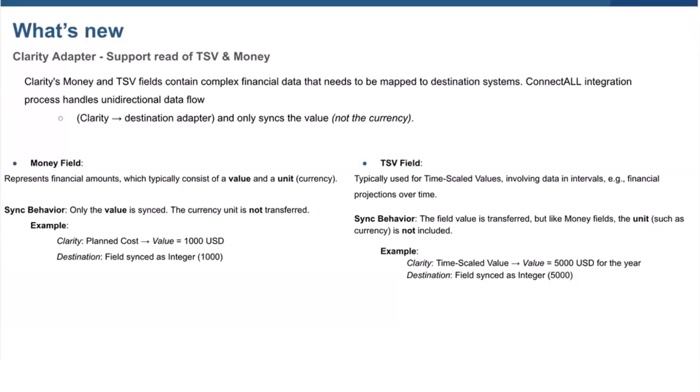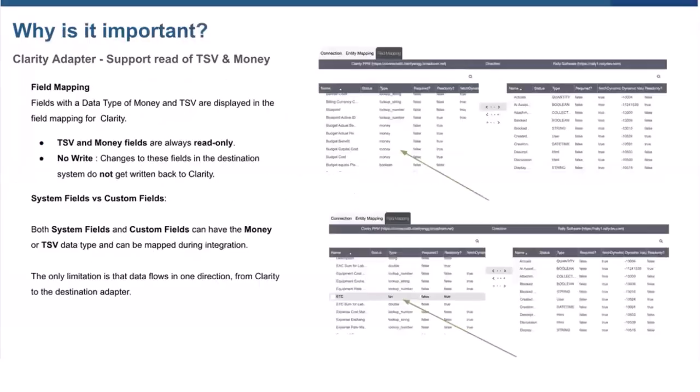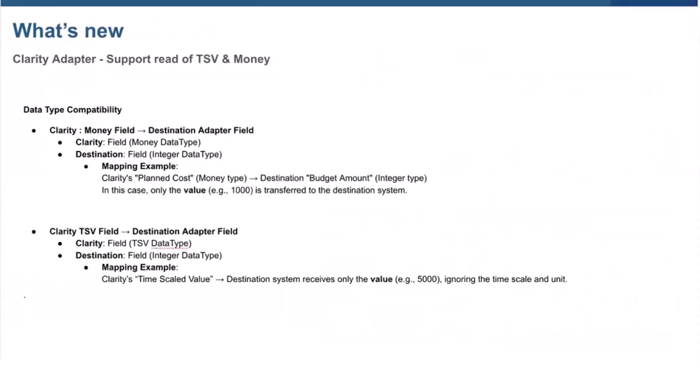So if you have a planned cost, you can synchronize it with an integer field in your destination system. For example, if you want to add a budget field in Jira, it'll just carry the number. That's the difference. You will see it in Clarity, and as I've put in the image, all the money fields will be listed, as well as all the TSV fields. I can show you in the application. Whichever entity we are supporting, it will get listed there. On data type compatibility, the recommended data type is that the money field can be put into an integer field.